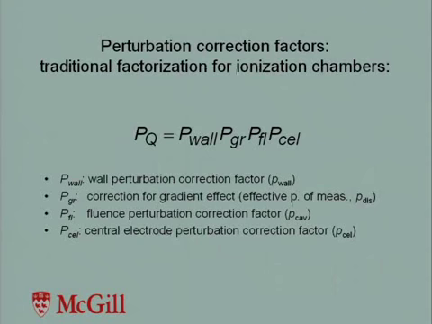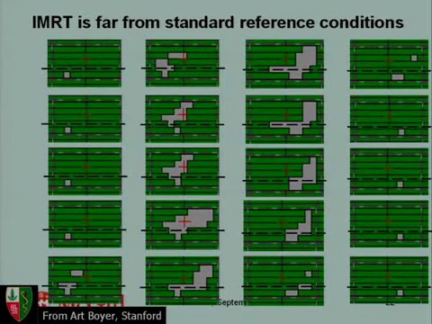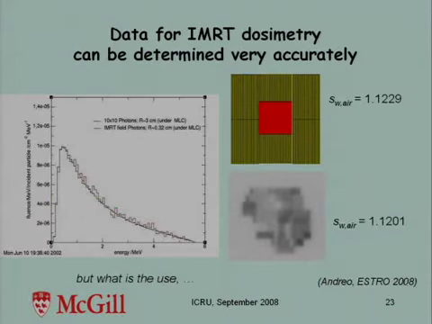So these factors are traditionally factorized into wall, gradient, central electrode, fluence, perturbation correction factors, and they are also dependent on the field size, the radiation quality, and so on. And they can be very significant in non-equilibrium conditions. IMRT is far from standard conditions, and nonetheless, if you calculate that stopping power ratio, you see that it does not vary very much compared to an open field in this IMRT field. And this is because the spectrum of that composed field is not very different.